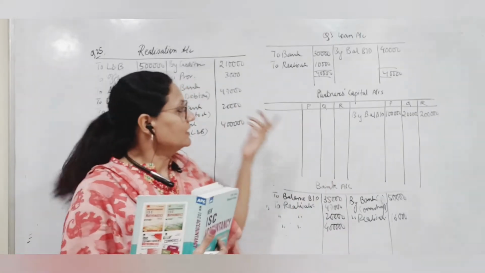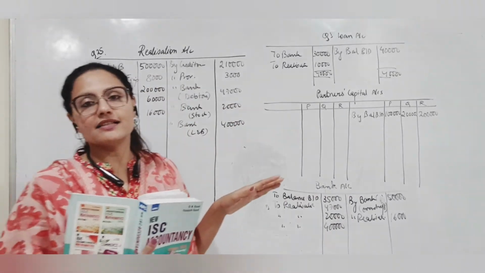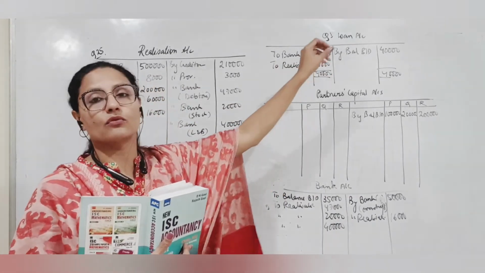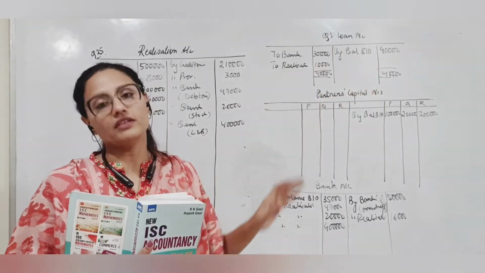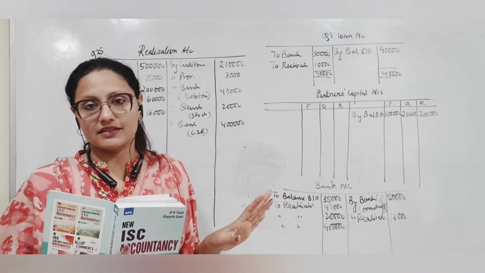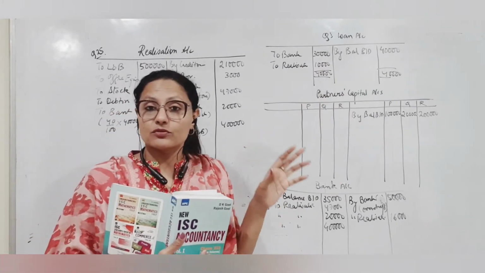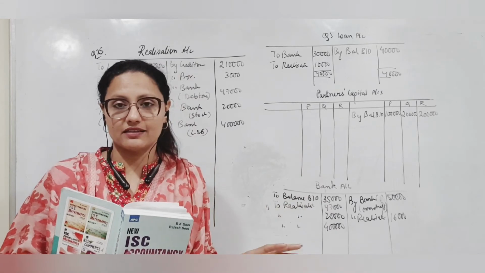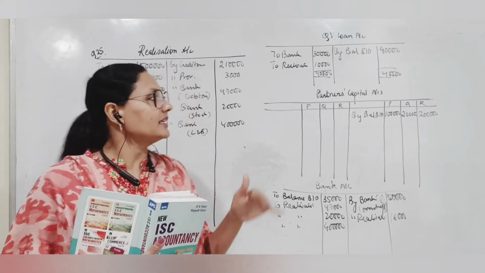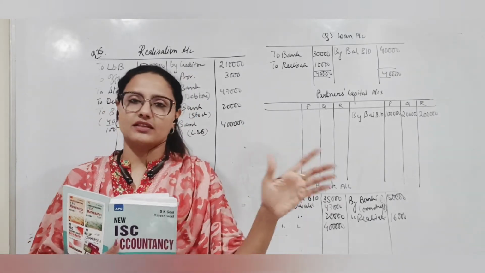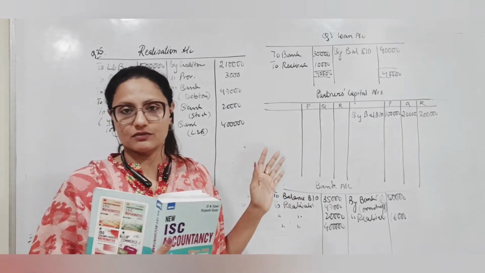Clear? So this can be, and if nothing else is said, I will simply do bank account 40,000 and close. No profit, no loss. Even if nothing is said about how much was paid to the partner as full settlement, you will assume that the full amount due was paid. So you have to close this account like that.